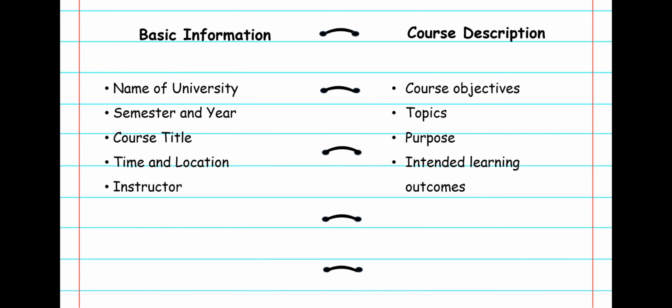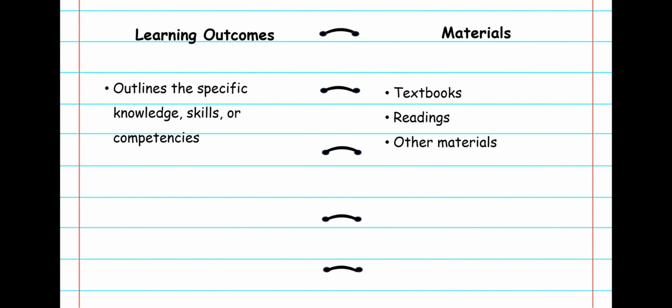The second one is the course description. Now, this is a brief overview of the course objectives, topics, and themes. It describes the purpose and intended outcomes of the course. The learning outcomes. This section outlines the specific knowledge, skills, or competencies that students are expected to gain or achieve by the end of the course.